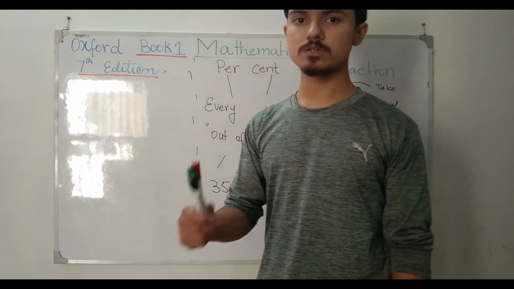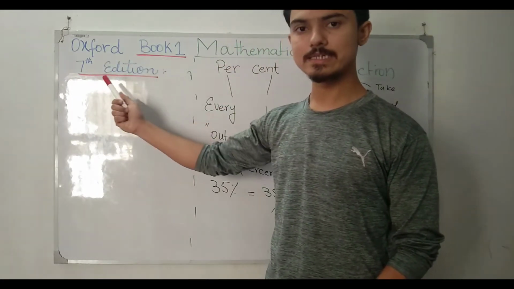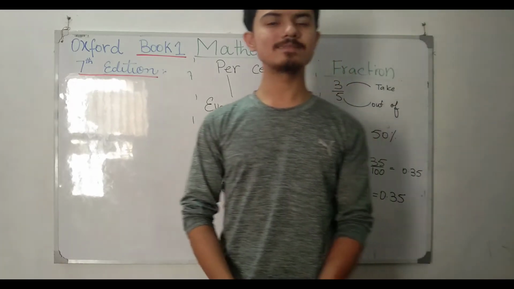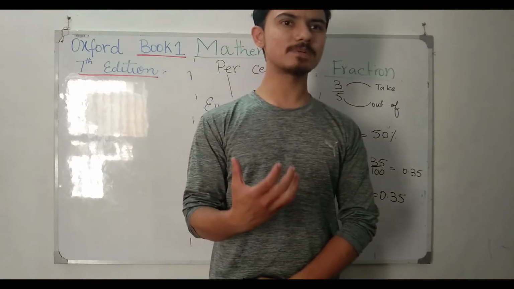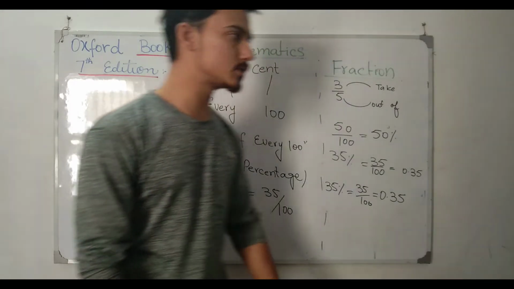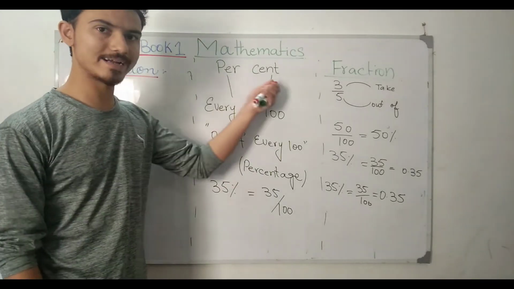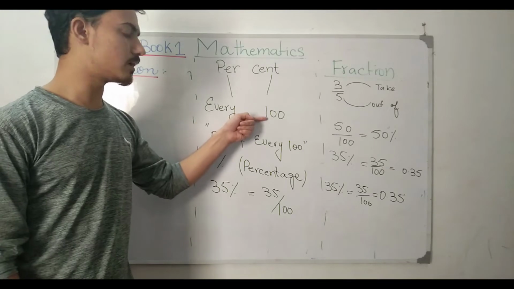Today we are going to start a new chapter, chapter 8 from Oxford book 1, 7th edition. So our basic topic is about percentage. What is percentage actually? Percent is the combination of two words, as you can see here, per and cent. Per means every, while cent means 100.